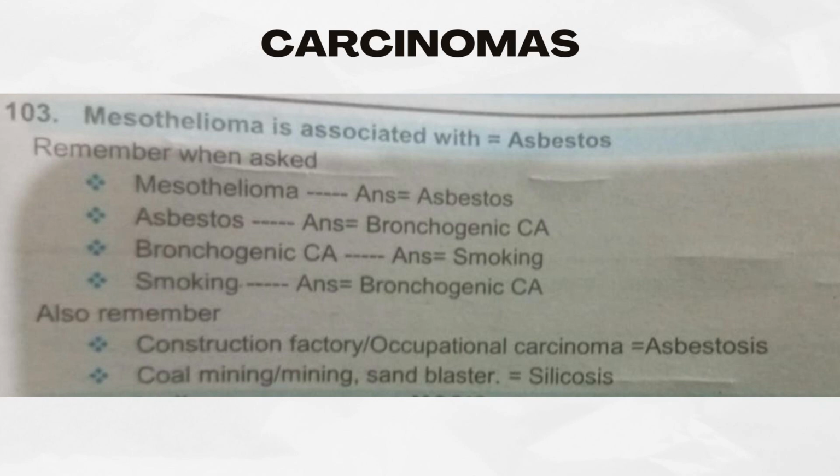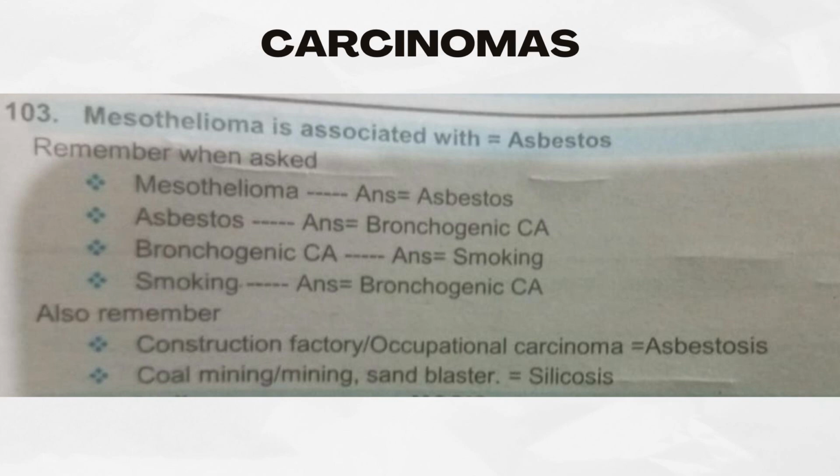So let's talk about the carcinomas that are related to the pulmonary system. If mesothelioma is asked in the MCQs, you're going to take asbestos, because the causative agent of malignant mesothelioma is asbestos, and asbestos also causes bronchogenic carcinoma. And if there is a bronchogenic carcinoma, then you're going to take smoking. Smoking is related to bronchogenic carcinoma.